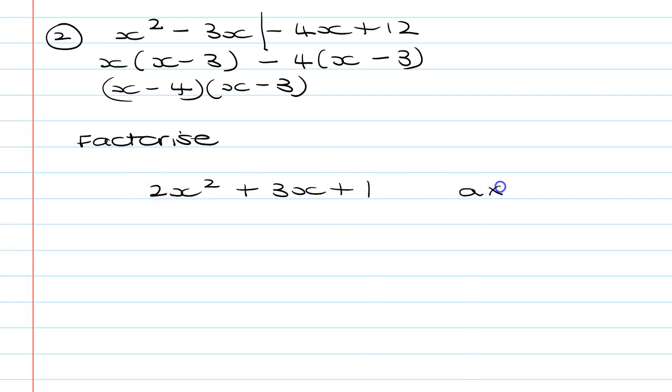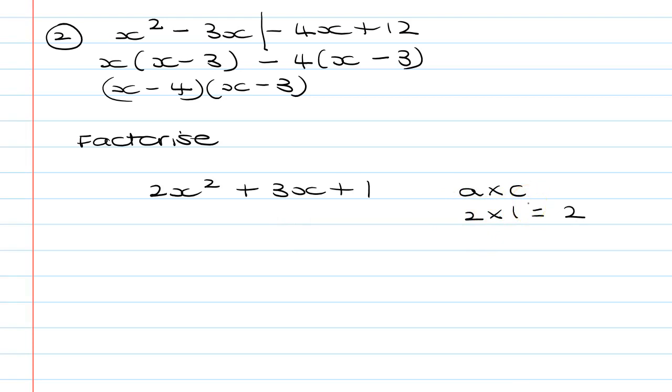So you basically multiply a times c. Well, our a is 2 and our c is 1, and the number we get is 2. What we need to do now is say, well, I need two numbers that multiply together to make 2, that when added make this b term, which is positive 3. So actually our numbers are going to be 2 and 1.